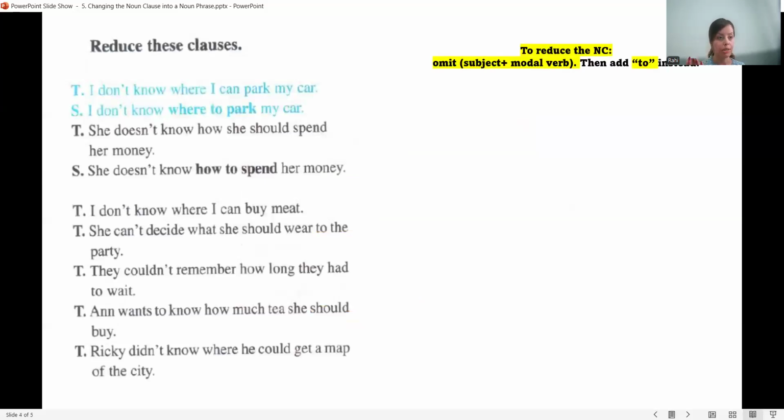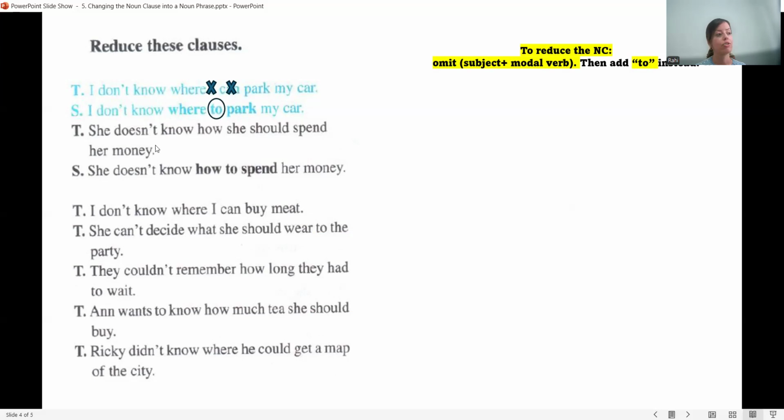So in order to reduce the noun clause, as I said, we just omit the subject and modal verb from the sentence, and then we add to instead. Look at the examples. We are going to reduce these clauses. I don't know where I can park my car. I is the subject, can is the modal verb. So I omit them from the noun clause, and I have this reduced noun clause here. I don't know where to park my car.